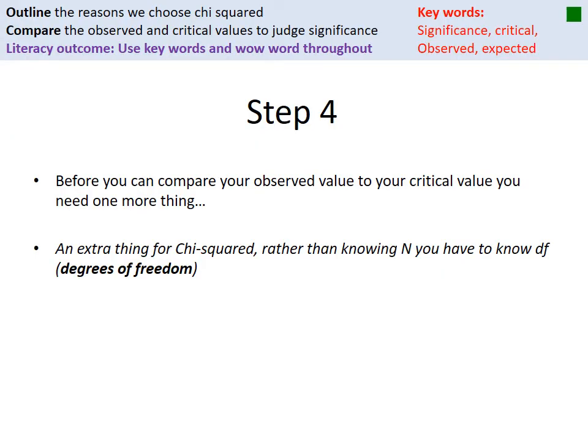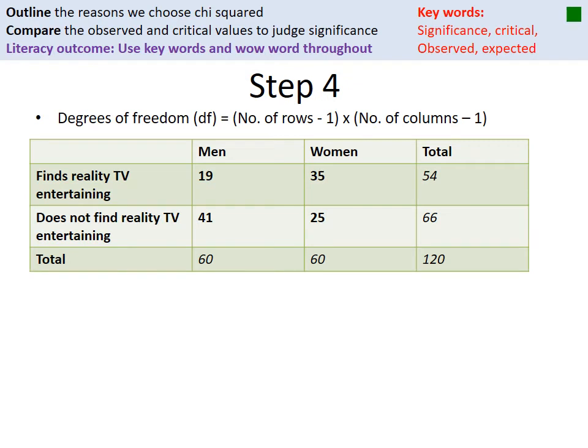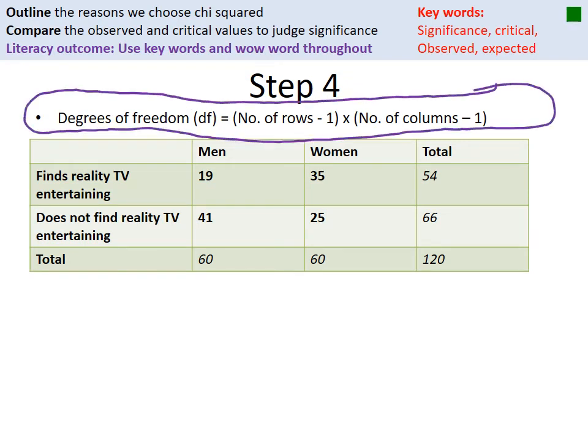Once we've done this, in order to be able to make a strict comparison, we need to do one more thing, and chi-squared is the only inferential statistic that requires you to do this. It's abbreviated as DF, and it actually means degrees of freedom. Now you're given this in your exam, so it's at the front with the rest of the formulas, and it tells you that to calculate the degrees of freedom, you do the number of rows minus 1 multiplied by the number of columns minus 1.